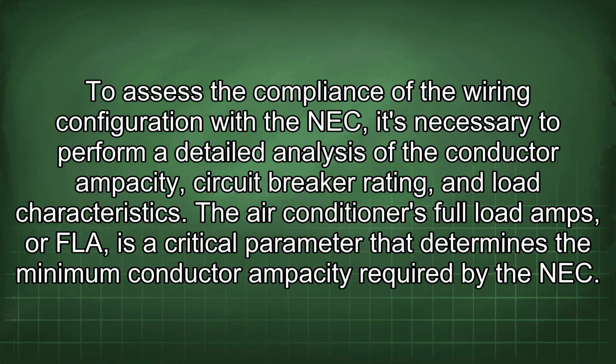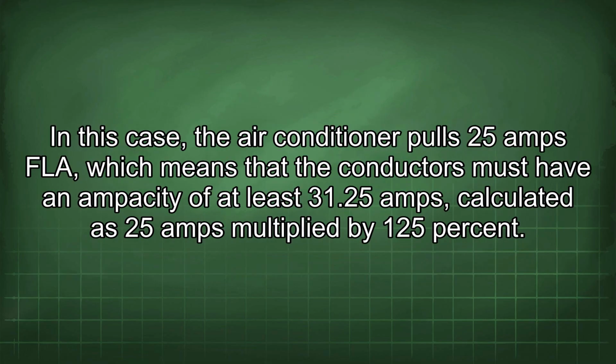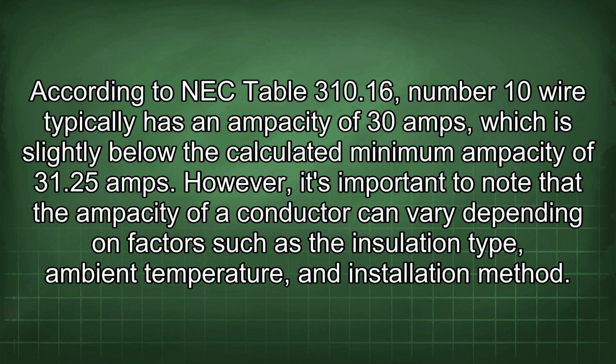The air conditioner's full load amps, or FLA, is a critical parameter that determines the minimum conductor ampacity required by the NEC. In this case, the air conditioner pulls 25 amps FLA, which means that the conductors must have an ampacity of at least 31.25 amps, calculated as 25 amps multiplied by 125%. According to NEC Table 310.16, number 10 wire typically has an ampacity of 30 amps, which is slightly below the calculated minimum ampacity of 31.25 amps. However, it's important to note that the ampacity of a conductor can vary depending on factors such as the insulation type, ambient temperature, and installation method.